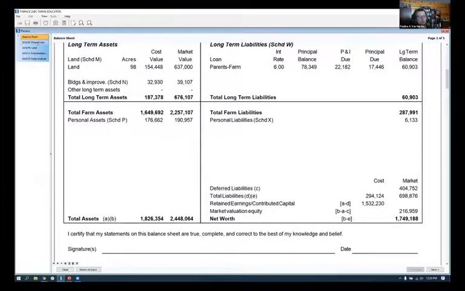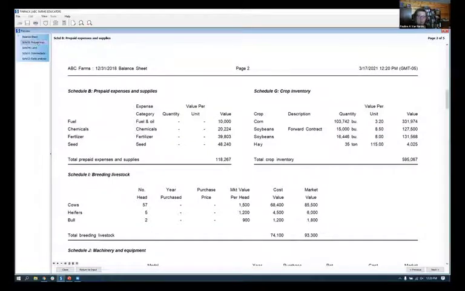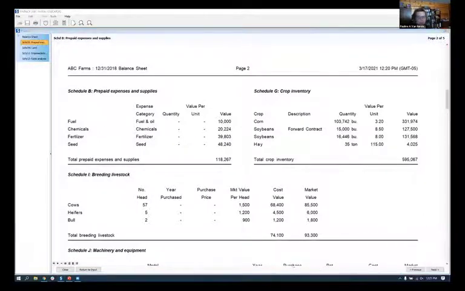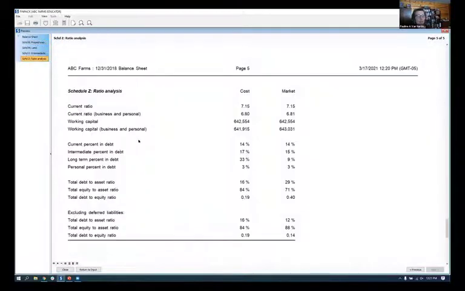And then we had entered a lot of detail on this particular operation as well. This is a dairy operation in my example. I think it's a beef cow calf. I'm sorry, I pulled up a different file. But you can see we had some prepaid, some crop inventory, some livestock inventory, all of that is there, and we can see that detail. Lastly, also provided in the balance sheet are the ratios related to the balance sheet specifically. With this snapshot in time, we can see our liquidity and solvency ratios for this operation.